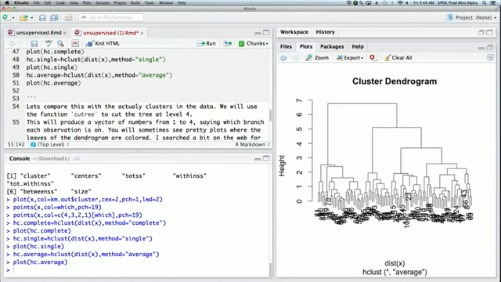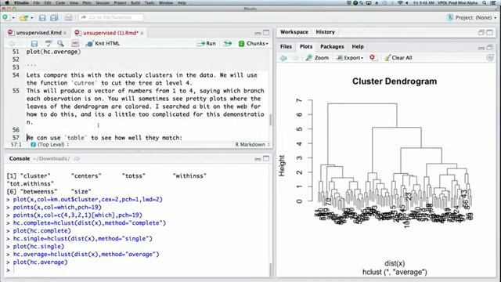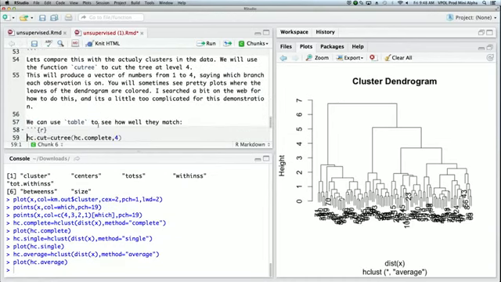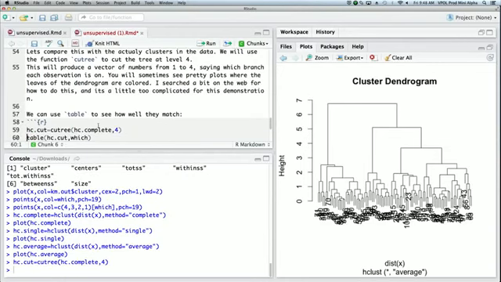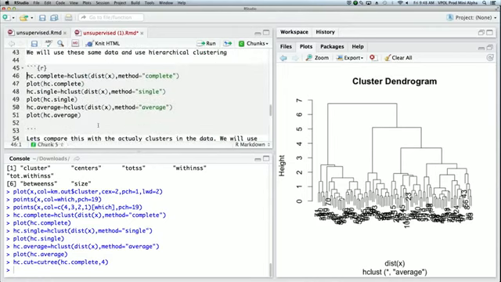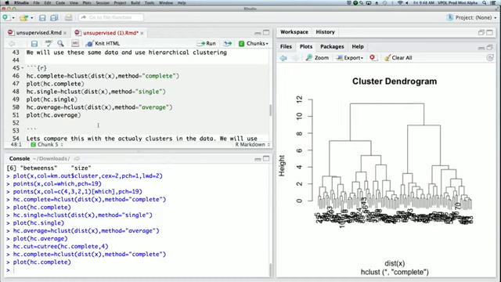So we're going to compare with the actual clusters in the data again. We'll use a function cutree, and we'll cut it at level 4. Okay, so that's the first thing we'll do. And so that cuts our original cluster tree. Let's get its plot up there again. Here's the dendrogram. So we've cut it at level 4, so that means at the point where there's 4 clusters.